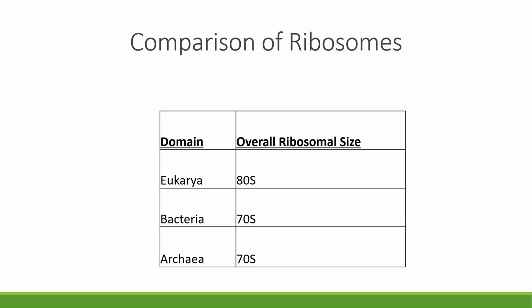So here is a table just to summarize the overall sizes of the different ribosomes. And archaea, as you can see, even though they're more closely related evolutionarily speaking to eukarya, they split a long time ago from us on the phylogenetic tree. Because of that, they still share some similarities with prokaryotes, like having a similar ribosome size. As you can see, they also have an overall size of 70S. So make sure you memorize these values.